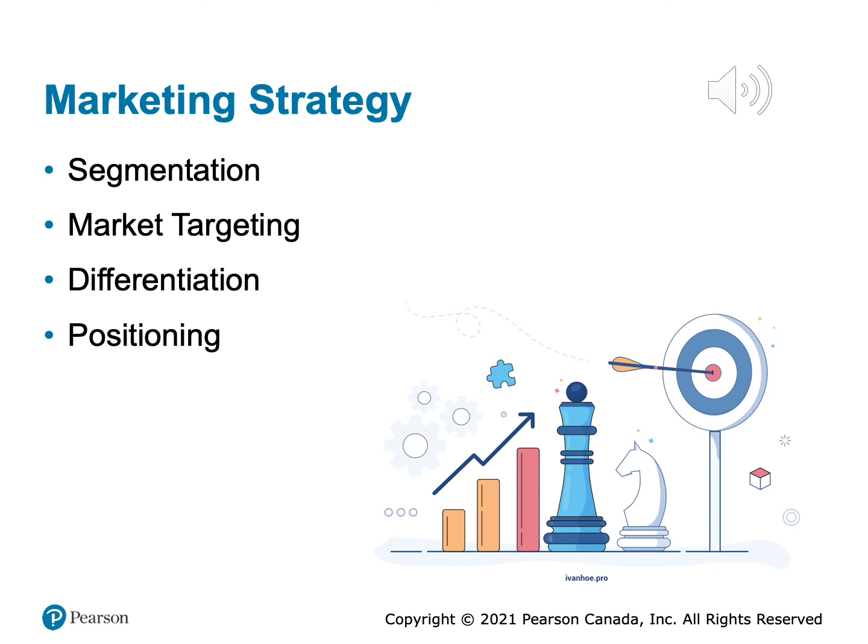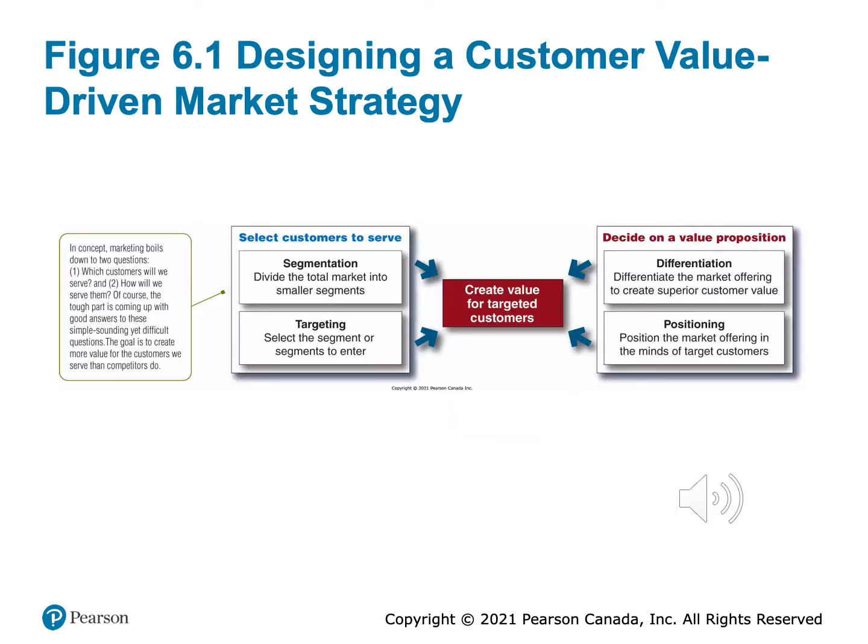We're going to talk about segmentation. We're going to talk about targeting. We're going to talk about differentiation, and we're going to talk about positioning. Each of these four components of marketing strategy, segmentation, targeting, differentiation, and positioning, are all combined together to ultimately create value for your customers.